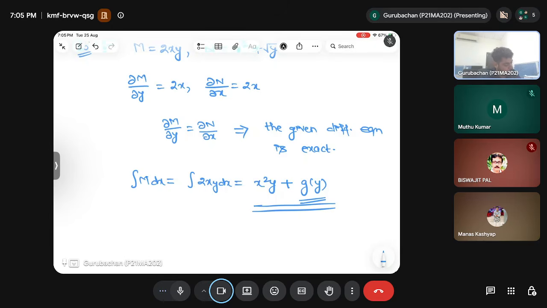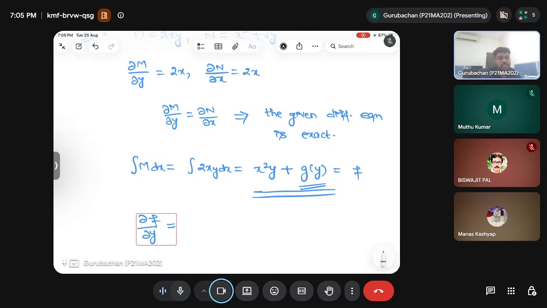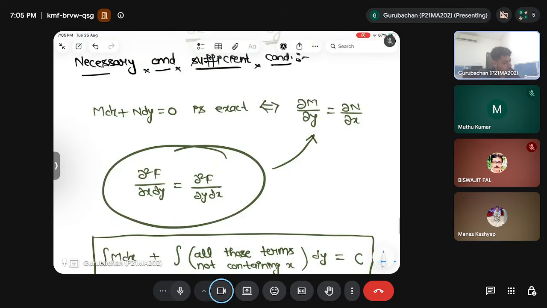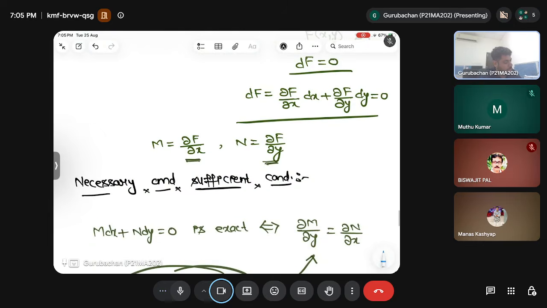Suppose we give it the name f. What is del f by del y? This is x square plus g dash of y. I am getting this on the basis of our necessary and sufficient condition. So N is del f by del y, and this was del f by del x. So this should match N.